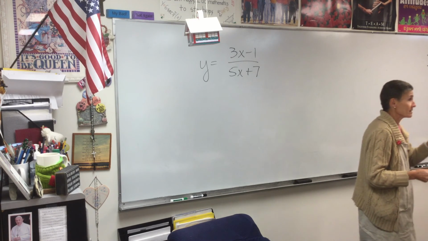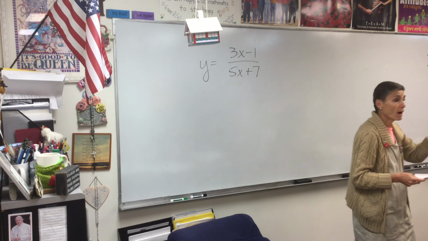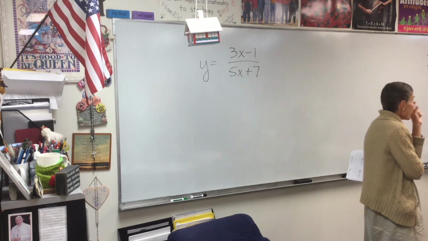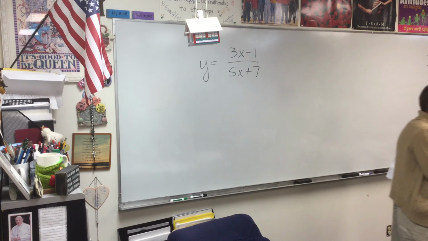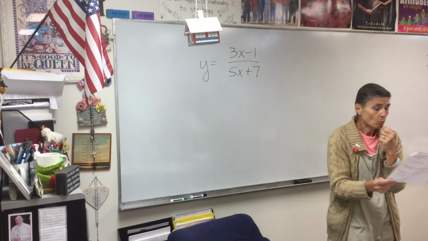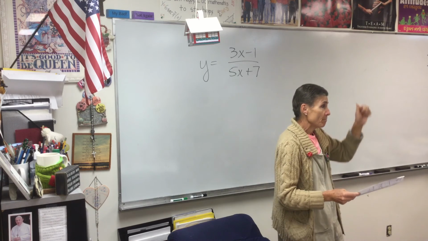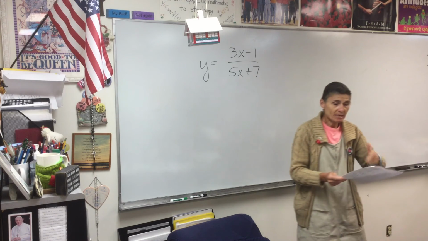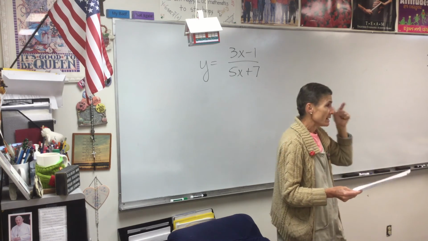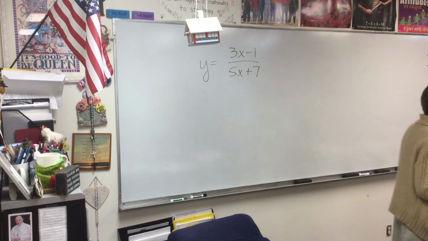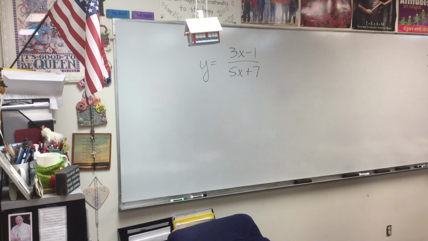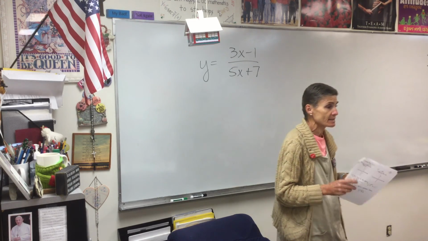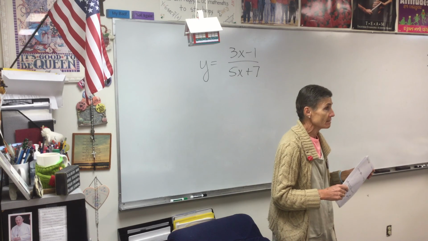Now the third part says, is this function 1-to-1? If you're going to be 1-to-1, you have to pass both tests. So is A 1-to-1? No. It passed vertical, failed horizontal. Not 1-to-1. Is B 1-to-1? No. It failed vertical but passed horizontal. To be 1-to-1, you need to pass both. Is C 1-to-1? Yes. It passed the horizontal line test and the vertical line test.